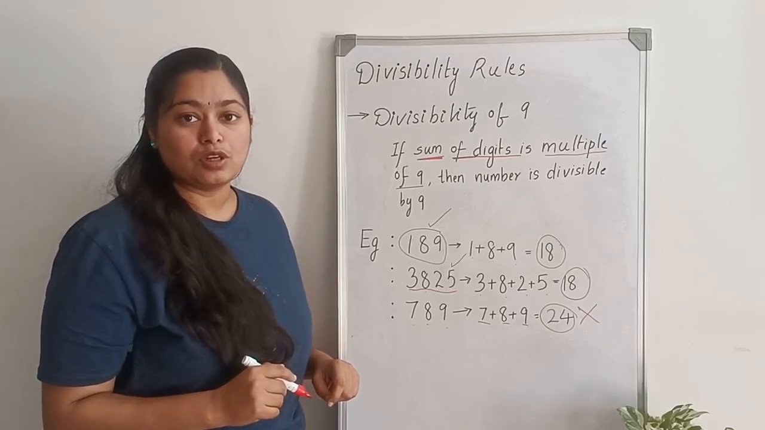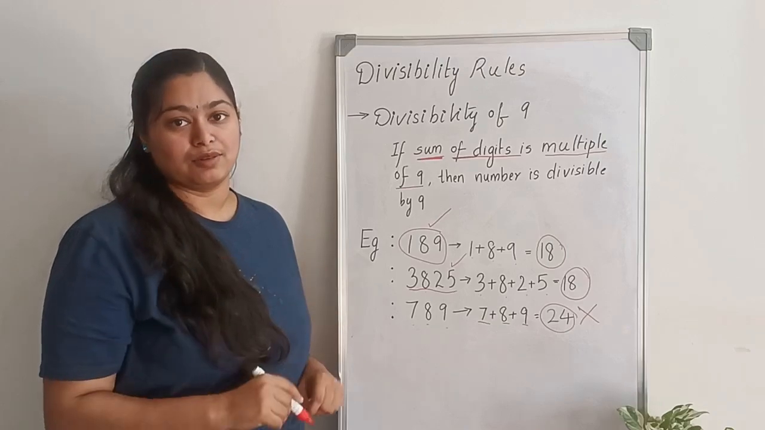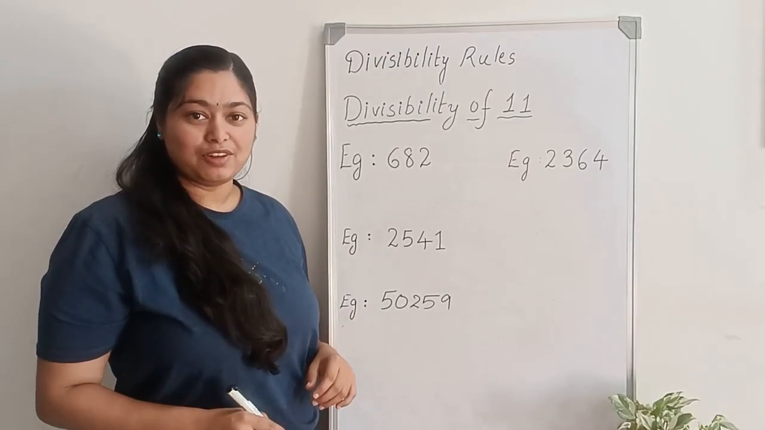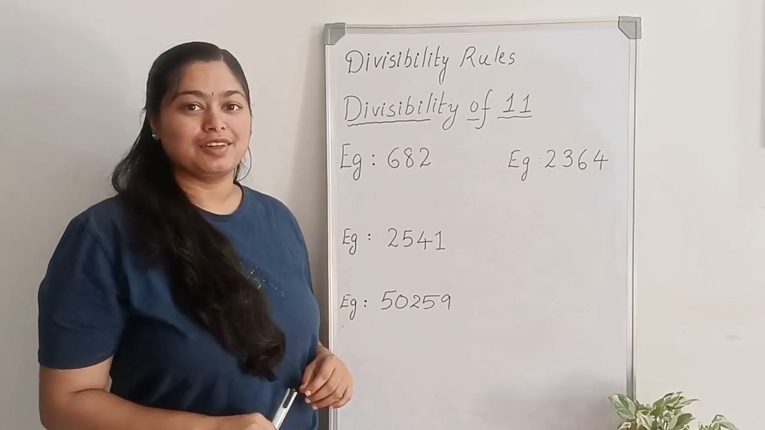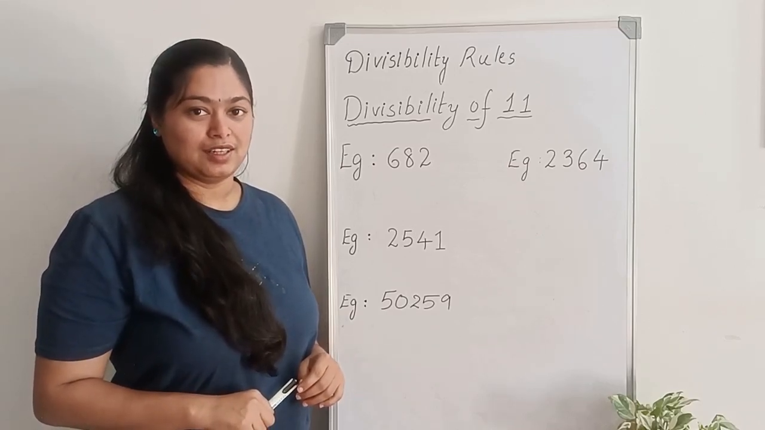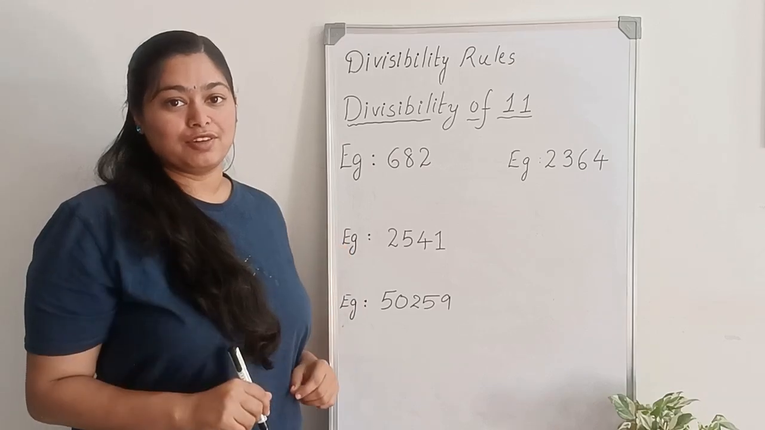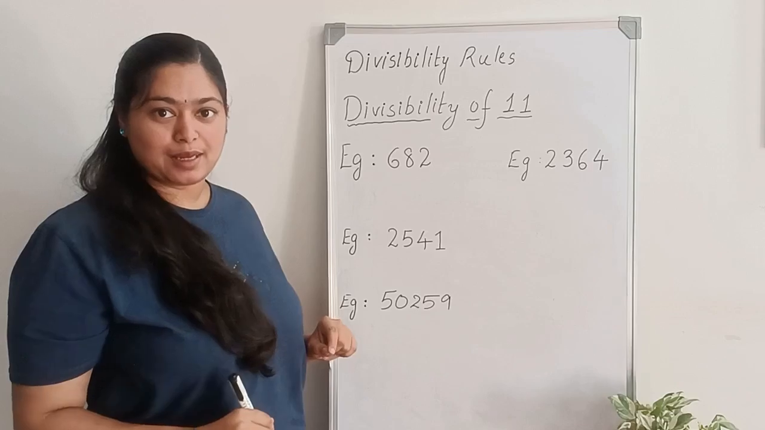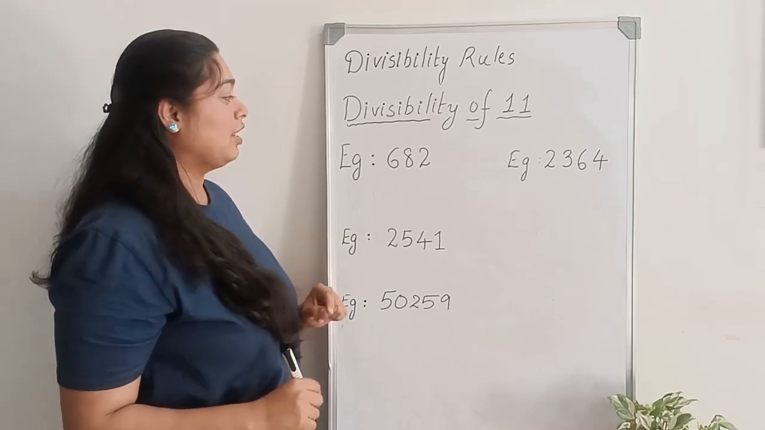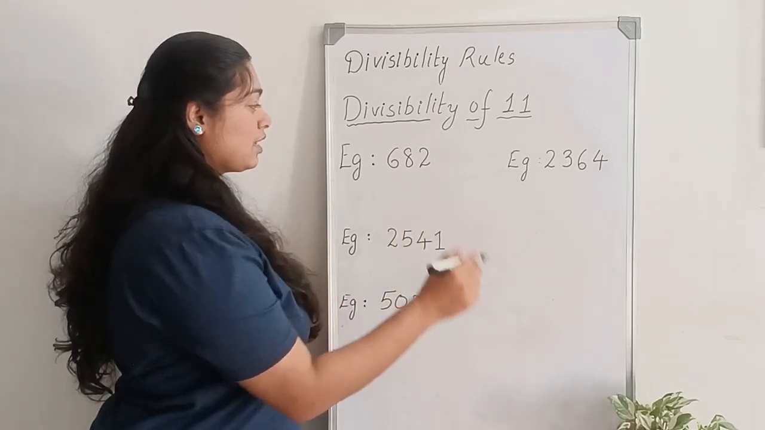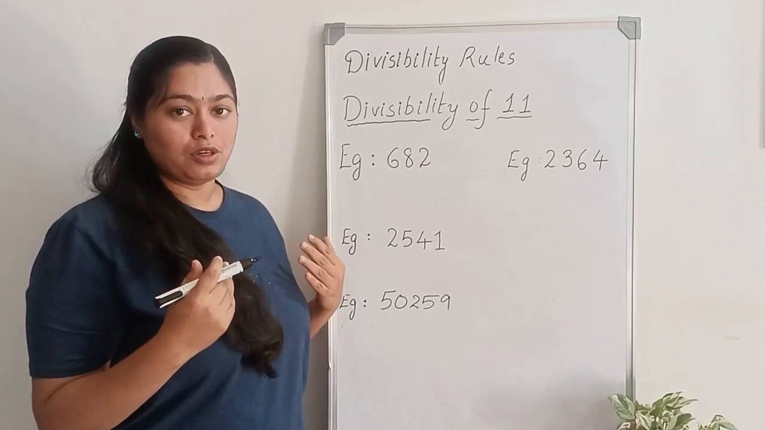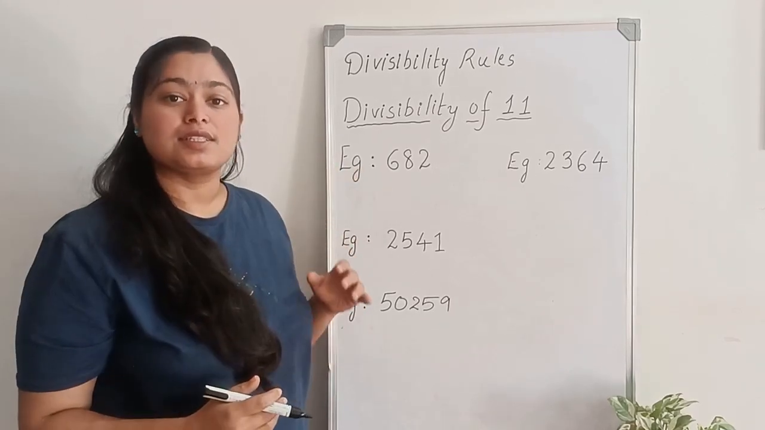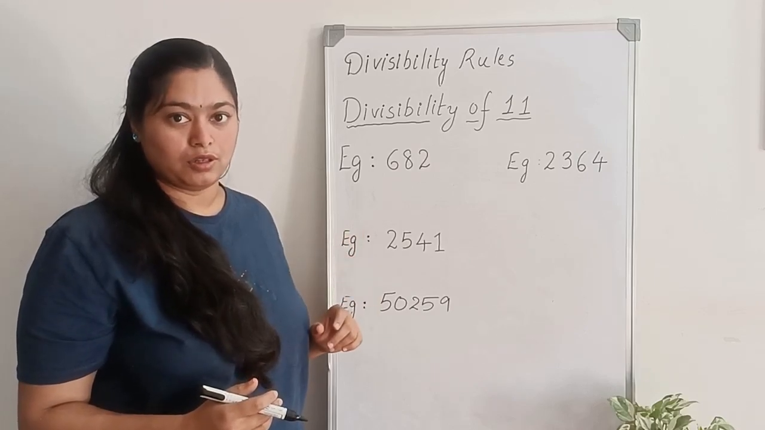Now let's look into the divisibility rule of 11. The divisibility rule of 11 is also a bit different and is a bit fun to do. So I'm not going to give you a definition of the divisibility rule, but let's directly look into some examples and see how it is worked out. So I'm starting with an example, 682. So we are going to check whether this number is divisible by 11 or not.